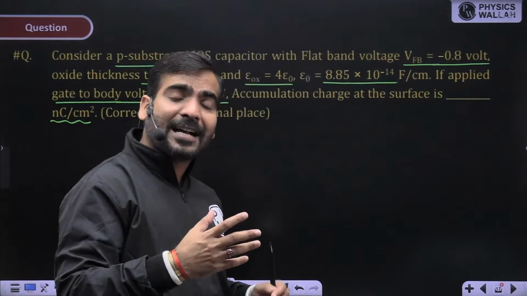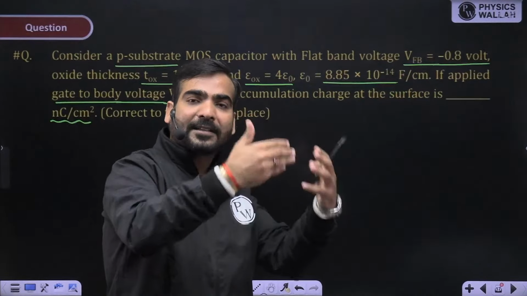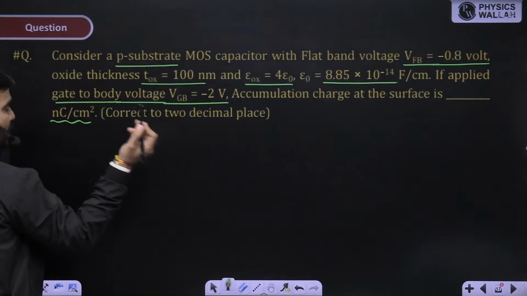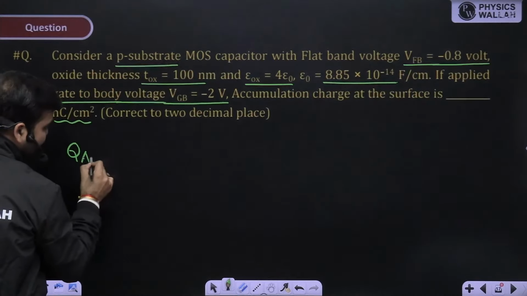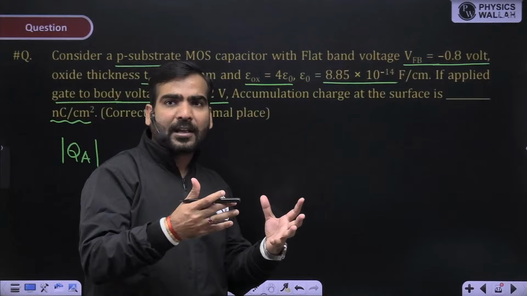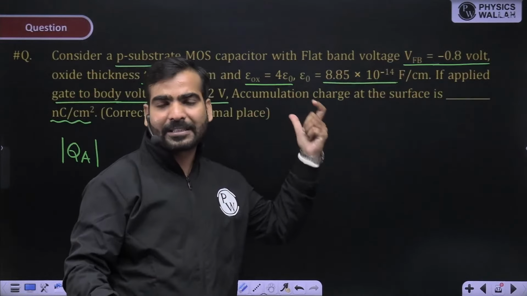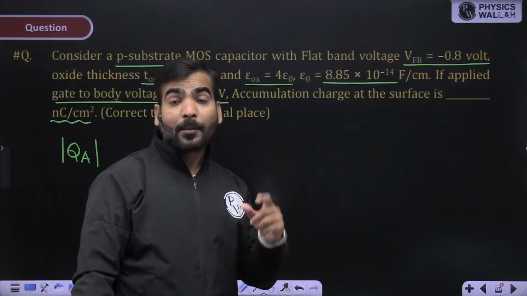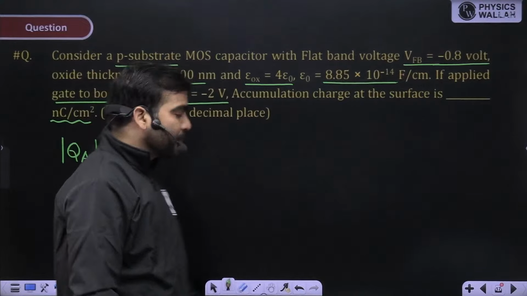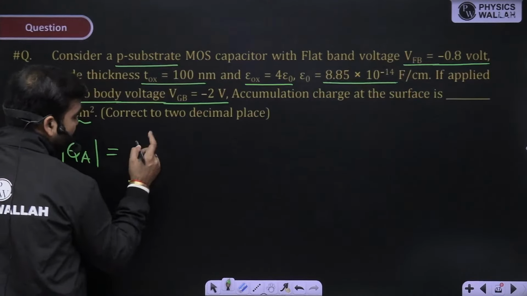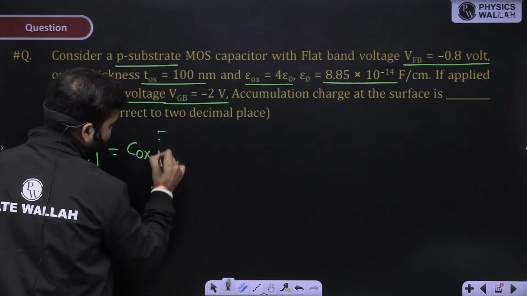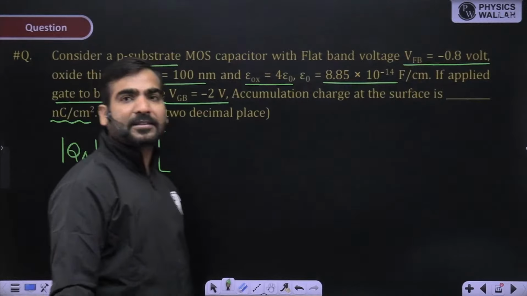Accumulation charge means majority charge carriers that pile up at the surface. In the P substrate, accumulation charge will be holes only, that is positive. So you can put a modulus on the accumulation charge, because finally it should be a positive charge, since in the P substrate accumulation charges are holes. But in the case of N-type semiconductor, accumulation charge will be created by electrons, right? So accumulation charge Q equals CV. In the accumulation mode of operation, what is the capacitance of the MOS device? COX, multiplied by the effective voltage that you have on the surface.